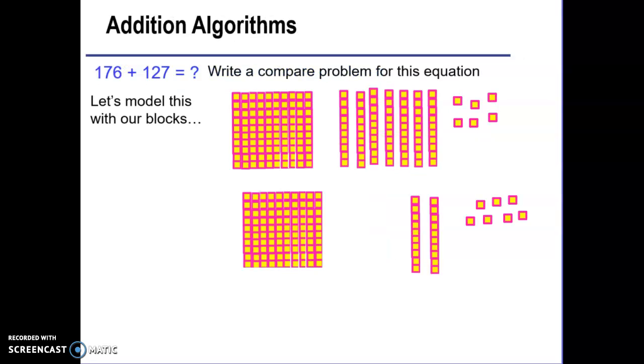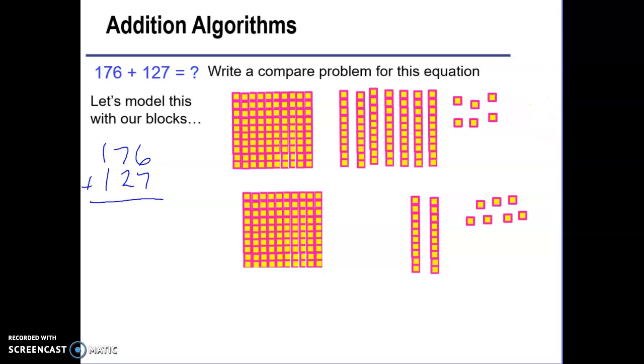Okay, let's do this one. 176 plus 127. So I have an addition problem. You can see I've got all my blocks already labeled out here. 176 and 127. The first thing I'm going to do is write those in a column format, just like I would want my students to do on their paper. All right, so there we go, 176 plus 127.